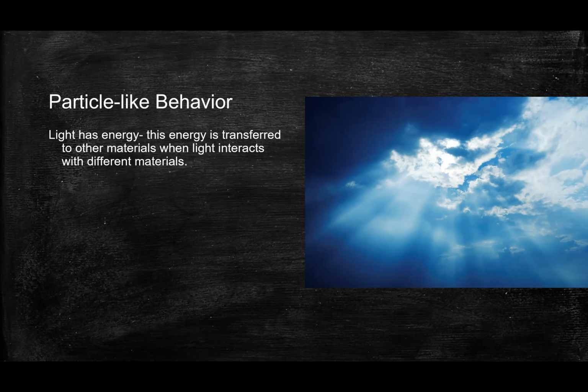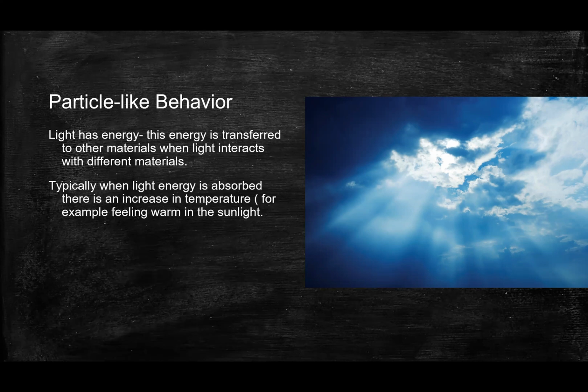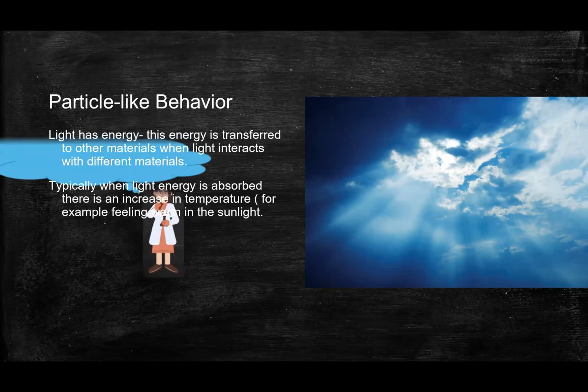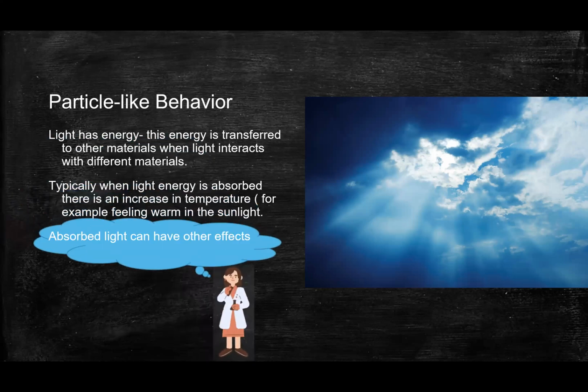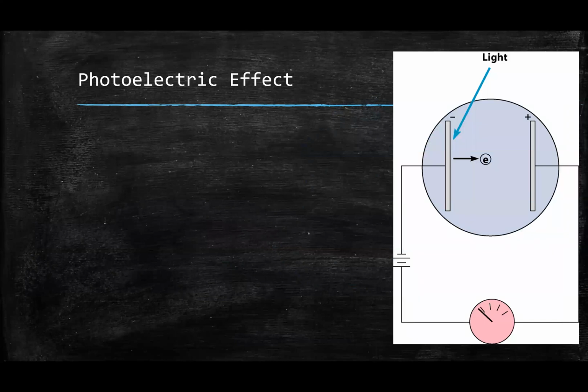We talked about light having energy and this energy being transferred to other materials, and that happens when light interacts with different materials. Typically, when light energy is absorbed, there's an increase in temperature. For example, if you stand outside on a sunny day, you feel warm in the sunlight, and that's because of the increase in temperature from that transfer of energy. So, absorbed light can also have other effects.